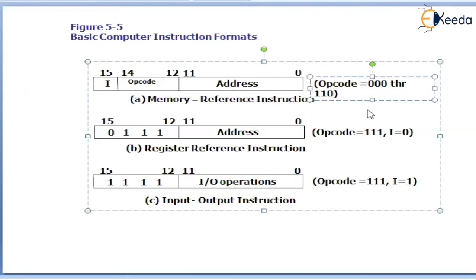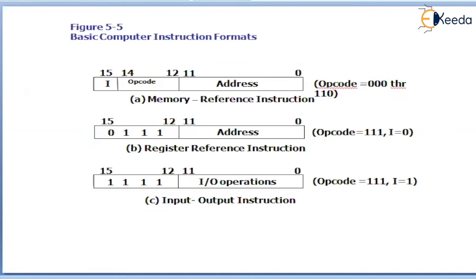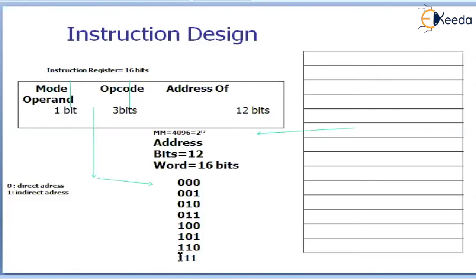Now, if the opcode is 111, it cannot be a memory reference instruction. If it is not a memory reference instruction, it could be either a register reference instruction or an IO instruction. So I will put it here.